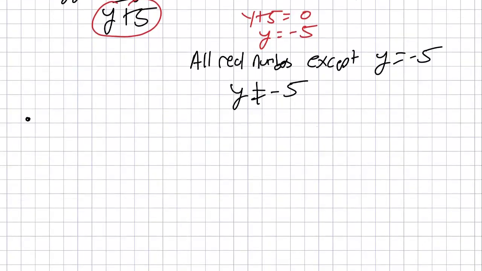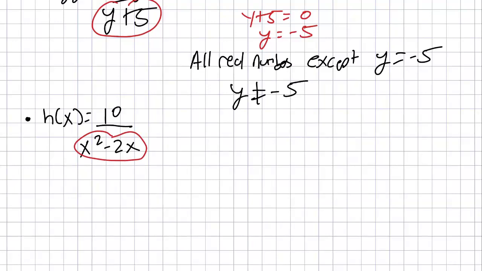Okay, we'll do another one. H of x is equal to 10 over x squared minus 2x. What about this one? How would you find the domain for this function? What do you think you'd have to do? I'll give you a hint: the previous problem helps, but it's not enough to solve for it. Yes, very good. So you set the denominator equal to 0.